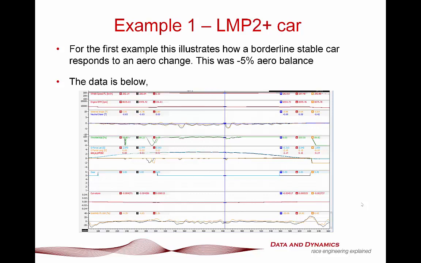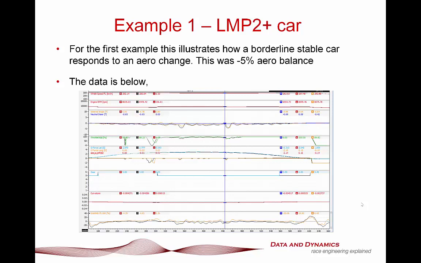So that baseline LMP2 Plus car was really borderline in terms of its stability, and this will be evident in the graphs in just a moment. So what I did was take the aero balance for this particular car backwards about 5%. The reason I took it backwards about 5% is I wanted to see what it did to the stability index. And here's an example below.